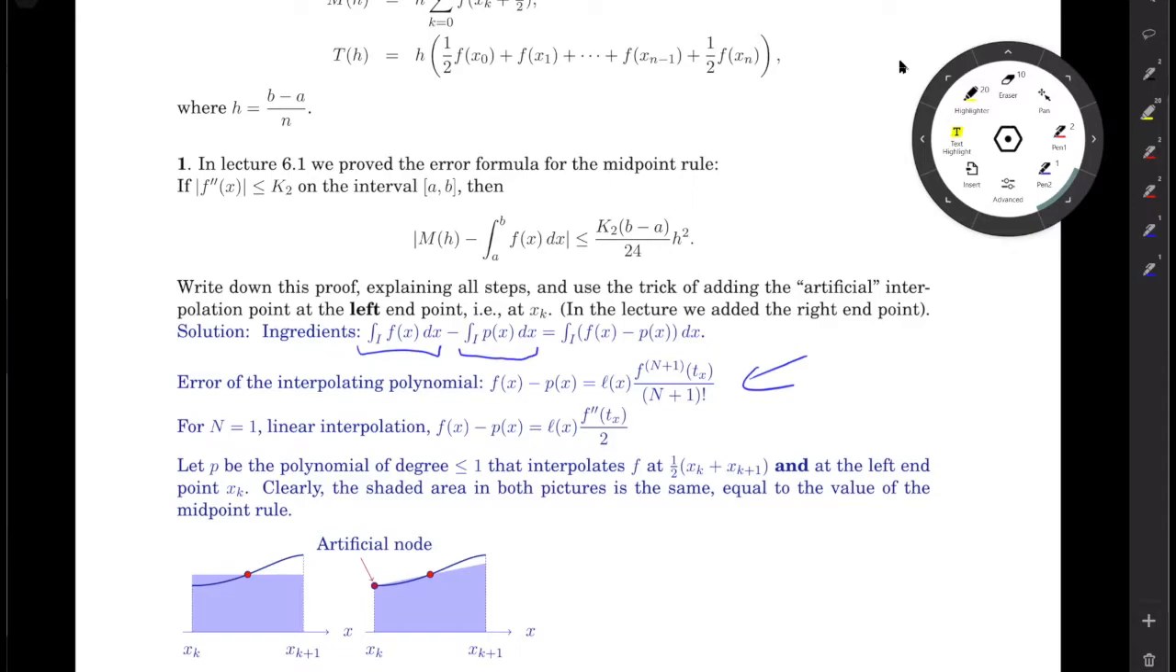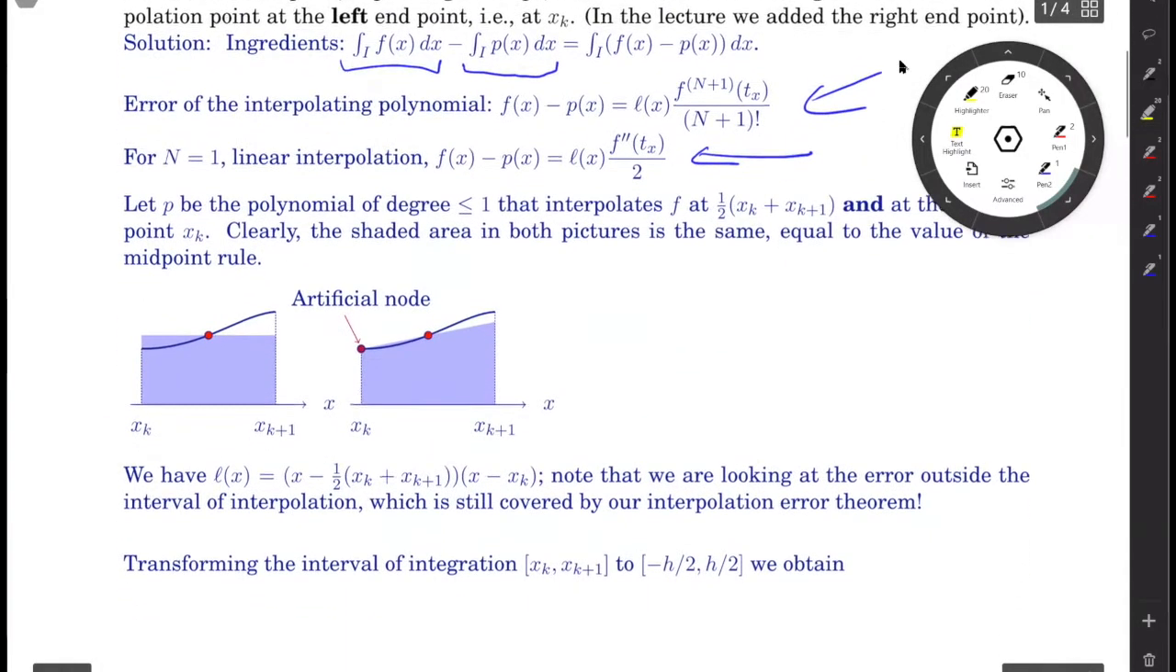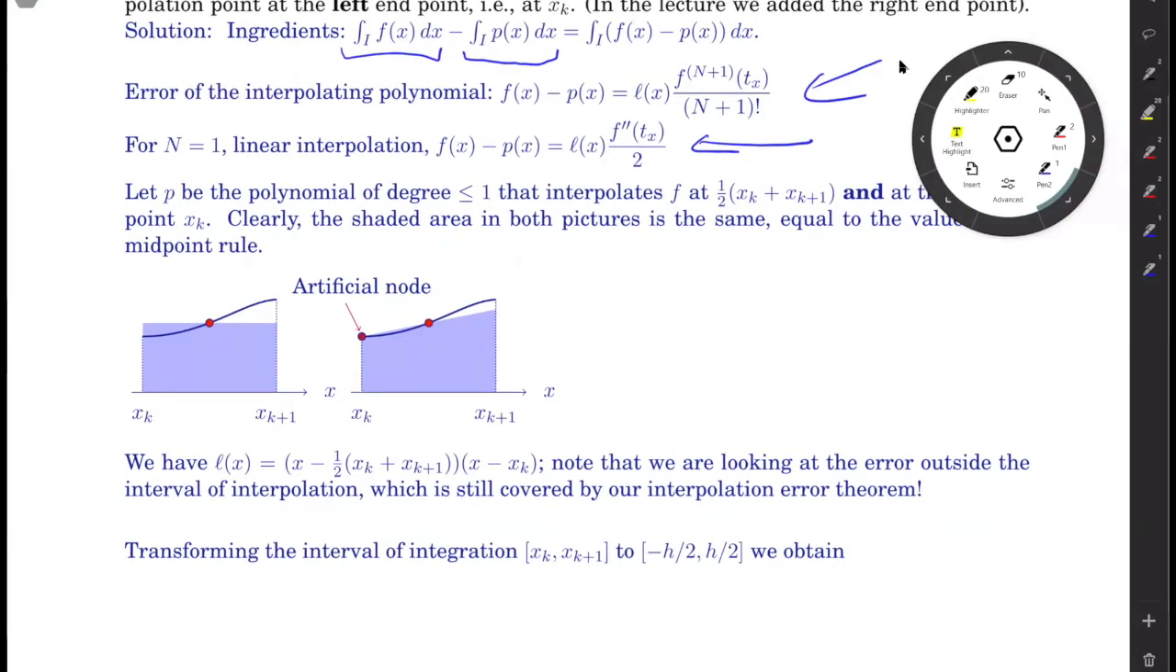So since it's the midpoint rule, we could run through this and do constant interpolation, but then we would get an error bound which is order h. And that is not as good as we'd like it to be. So we can do better using this trick. With linear interpolation, the error bound is this formula here. This is something we dealt with extensively in chapter 4.